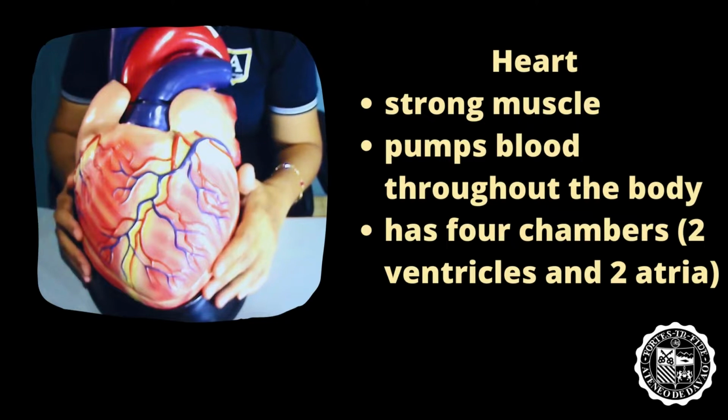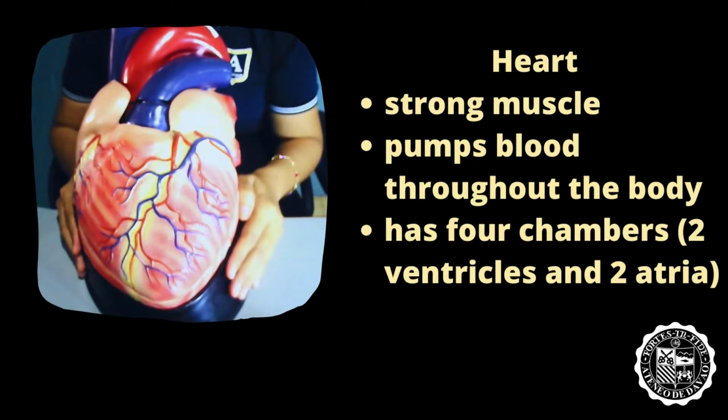The heart is the organ at the center of the circulatory system. Your heart is a muscle. It is located a little to the left of the middle of your chest, and it is about the size of your fist. The heart is a hollow organ, and it is divided into 4 chambers, 2 ventricles and 2 atria.